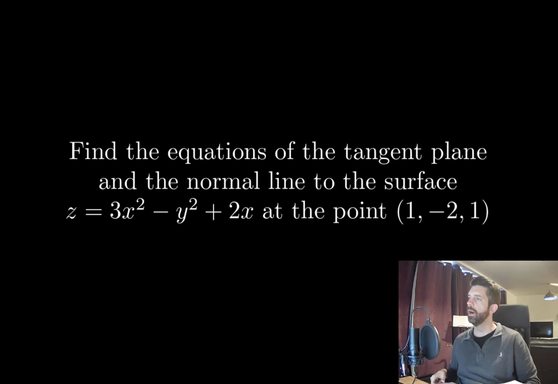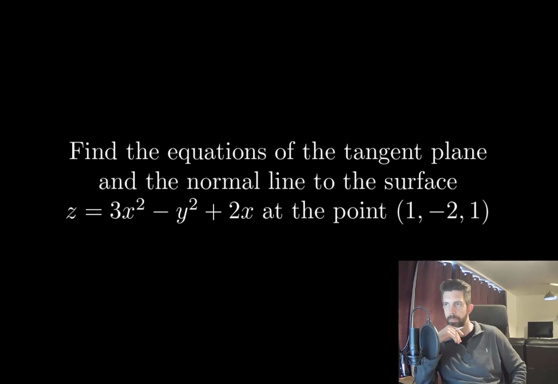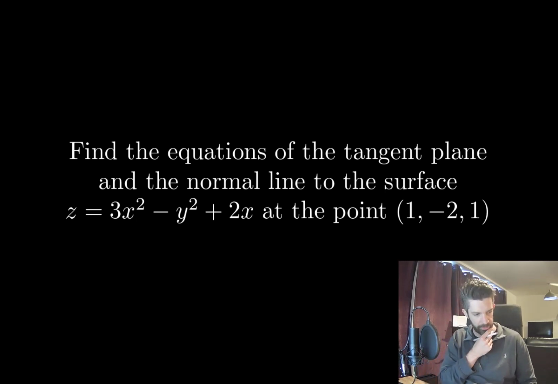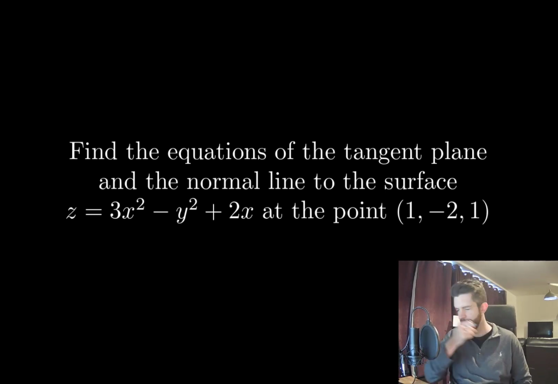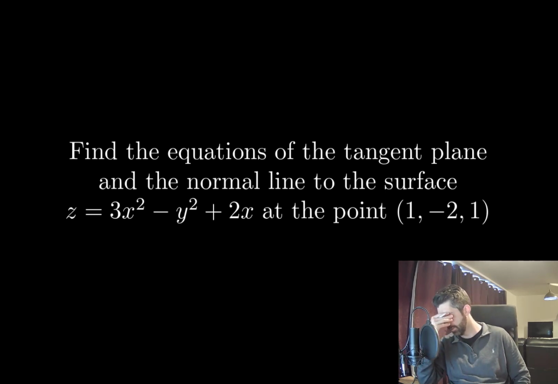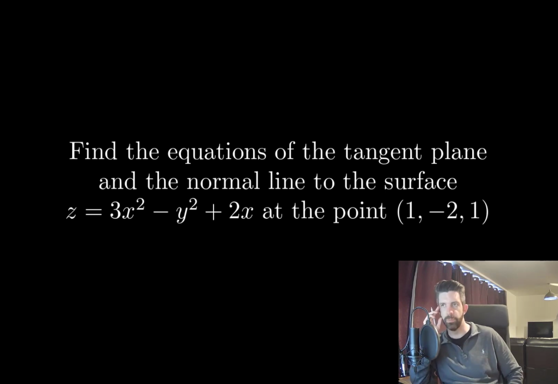Okay, so we have a surface parametrized by x and y. How does this tangent plane and normal vector thing work? One thing that comes to mind is that we should be able to find the normal vector by thinking of the surface as a level set of a function of three variables, x, y, and z, right?